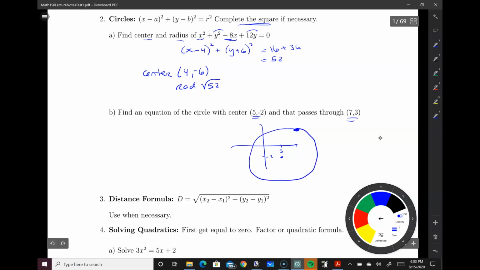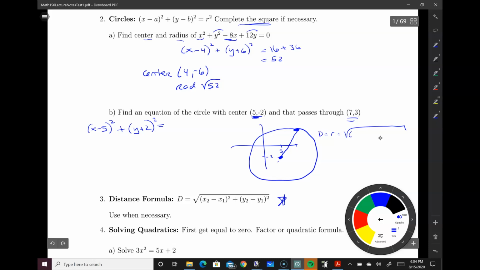So knowing that this is the center, I have (x minus 5) squared plus (y plus 2) squared equal, so I need to find the radius, and the radius will be the distance between these 2 points. So how do I find the distance between these 2 points? Well, that's the distance formula, and here it is right here. It's going to come up, you just need to know it. So the distance will be the radius. So let's just go find it.